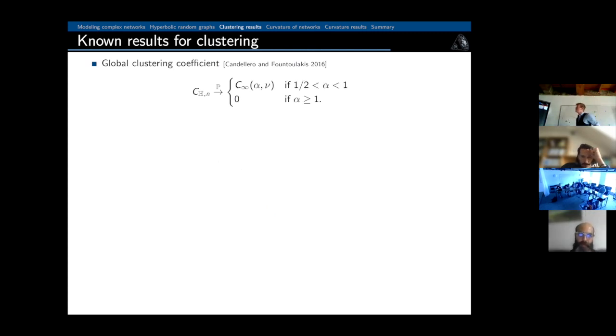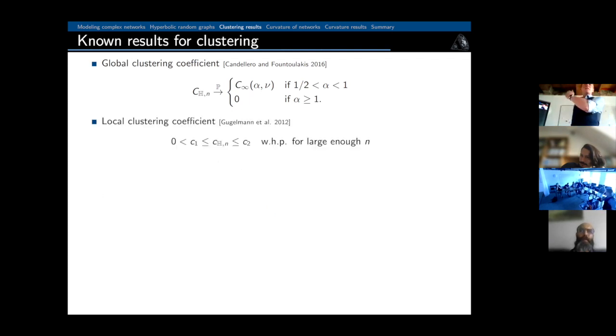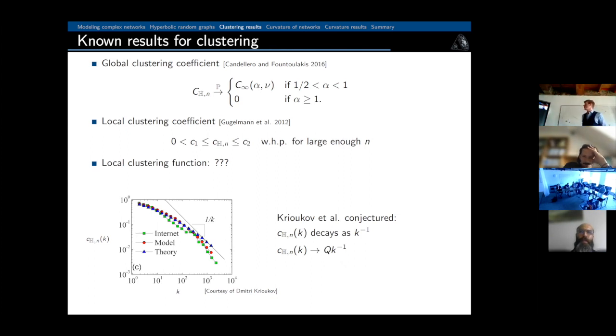The global clustering coefficient was already investigated by one of the co-authors, Nicolaas Verzelen, and his PhD student, and they proved that it converges to some constant for a specific range of alpha, and if alpha is bigger than 1, it converges to 0. Again, this is the result by Gugelmann et al. So that was known. For the local clustering coefficient, not much was known, except for some conjecture from the original paper, where Krioukov and co-authors computed it. They did some bounding and some changing of intervals and limits.